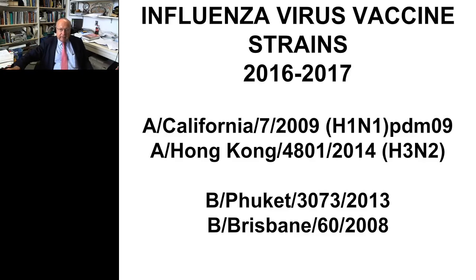If you look at the names, for example, B Brisbane here, that means it's an influenza B virus, first isolated in Brisbane, isolate number 60, and isolated in 2008. And as you can see, the influenza virus vaccine formulation for 2016, 2017, the vaccine which we're going to get starting in the fall, has 4 different components. Again, an H1N1, an H3N2, and 2 different influenza B virus components.